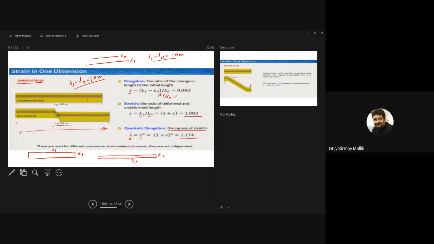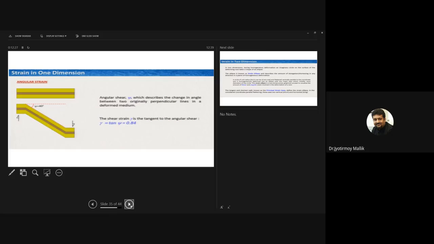So elongation, stretch, or quadratic elongation are the parameters generally used to define linear strain. It depends on our purpose, but it's essentially the same thing. If you know elongation, you can calculate stretch or quadratic elongation, no problem. That's how linear strain is generally defined.